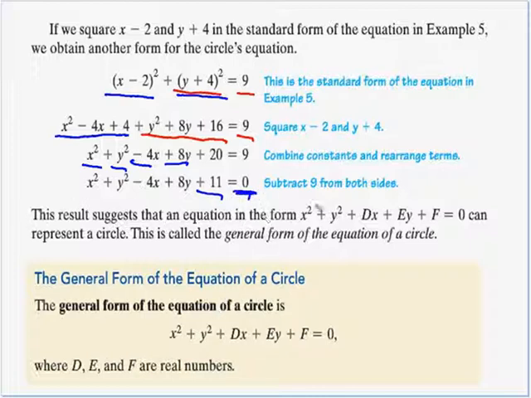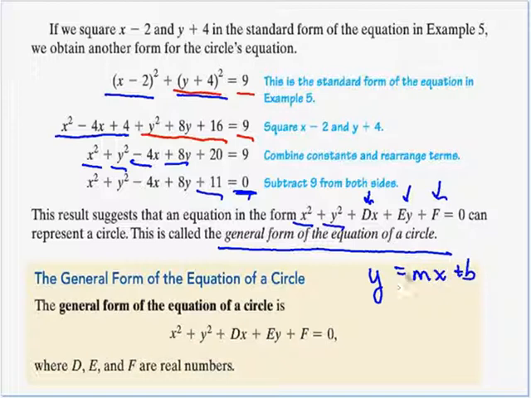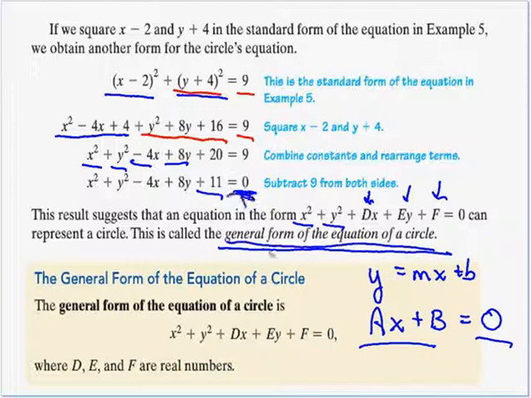This result suggests that an equation in the form of this, x squared plus y squared, and then you'll have some number times x and some number times y plus a constant, is equal to 0. It can represent a circle. This is called general form. Remember, for lines, we have y equals mx plus b. That's slope-intercept form. But we also had a general form, ax plus by equals 0. In a line, we would take the equation and set it equal to 0 for the general form of a line, and we can do the same for the general form of a circle. Set everything equal to 0.